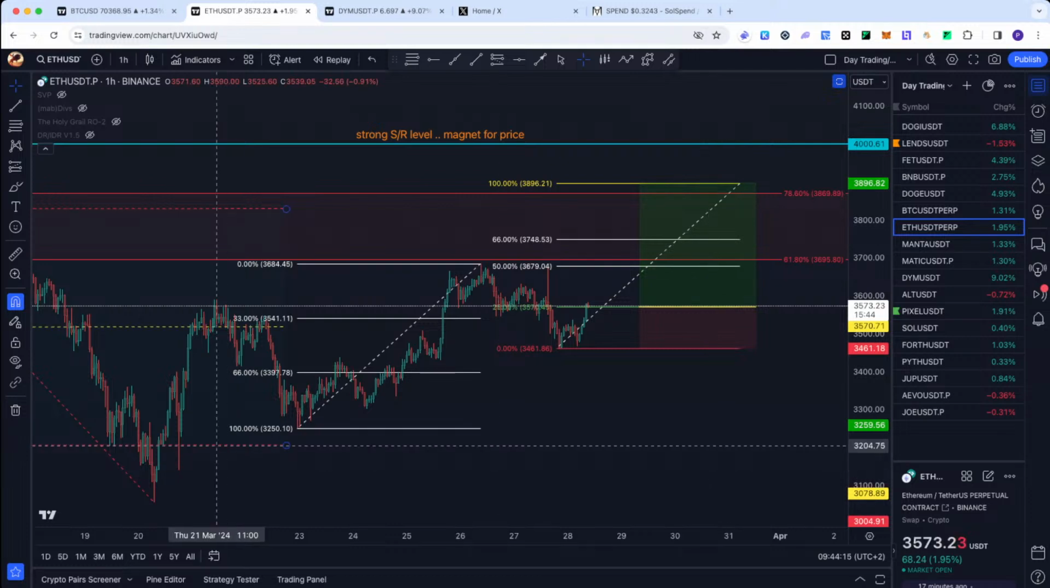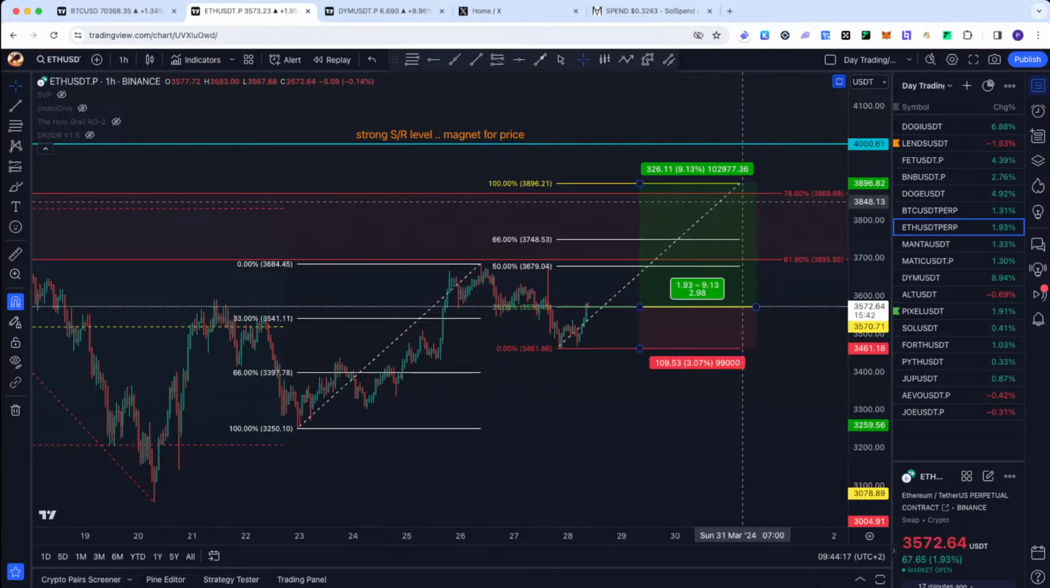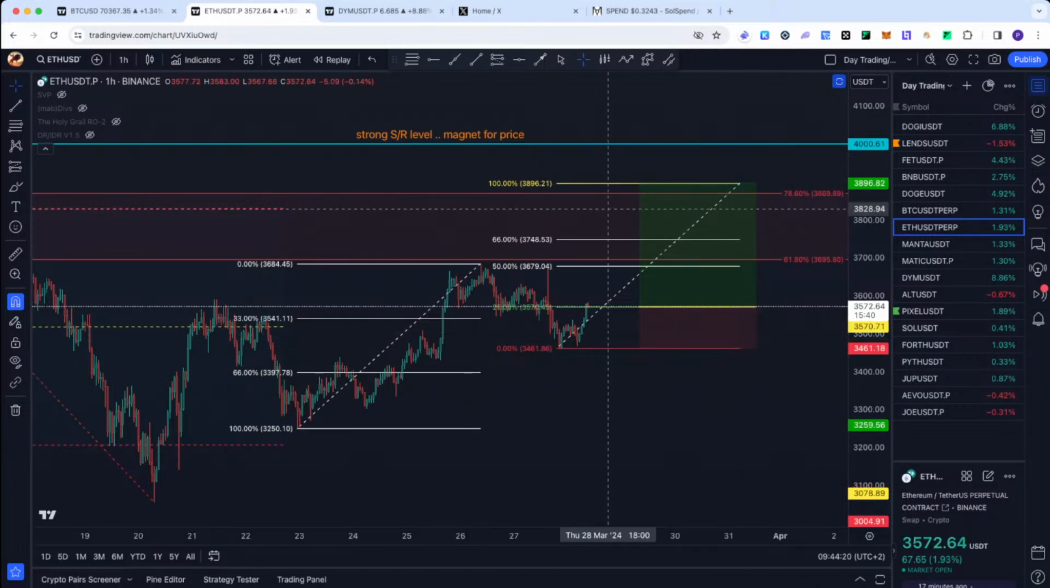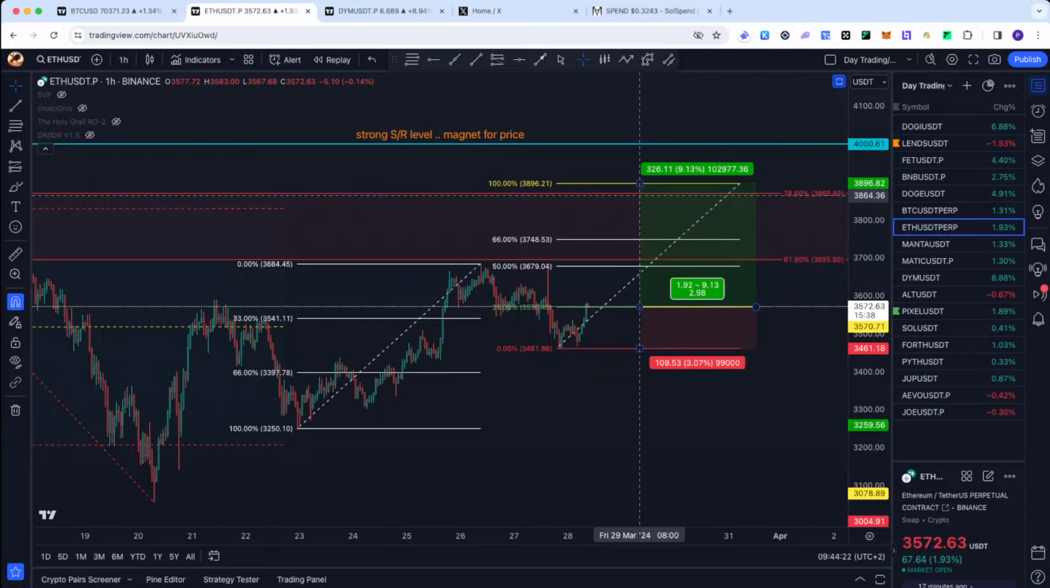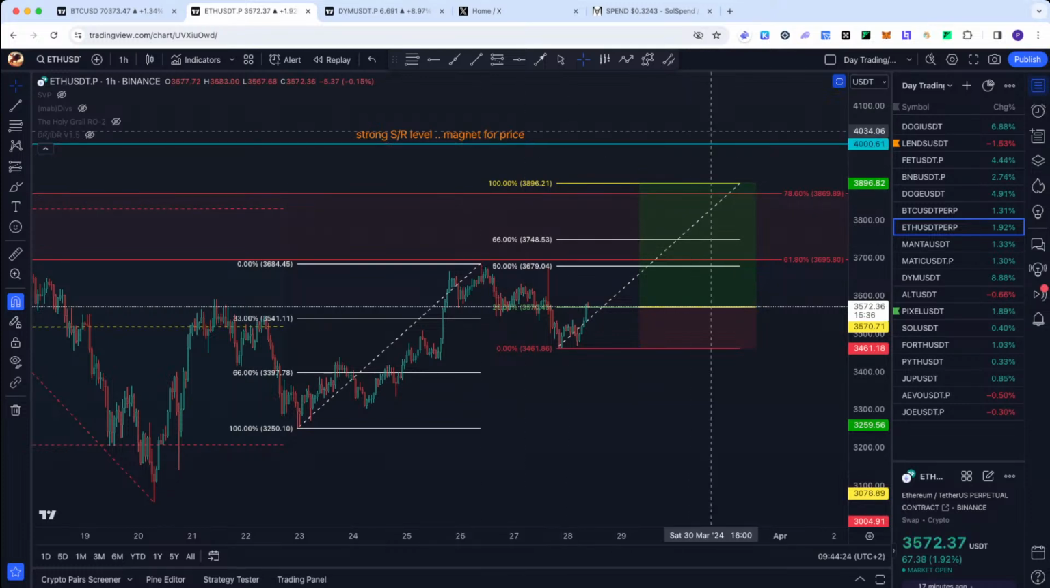So AB equals CD, you can see here, it points out to 78.6, not impossible, a strong magnet for the price. I said that multiple times. And we had here an AB equals CD, a bit too deep for my taste. Yeah, you can see 1 low, 2 lows, 3 lows, breakout and up. And now the second one, maybe yes, maybe no. Here we have 1, 2 lows. So we need the third one.